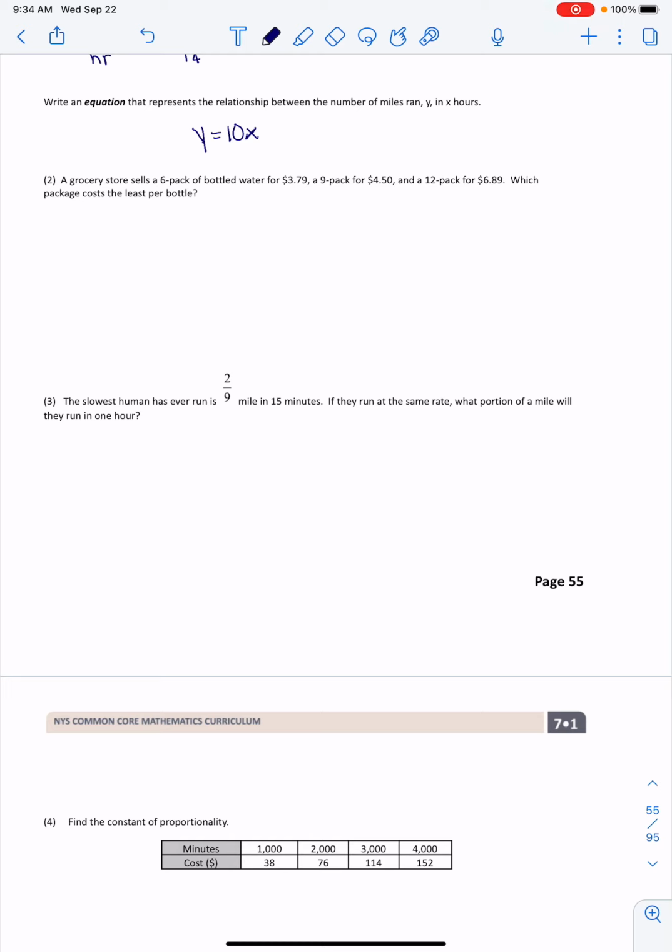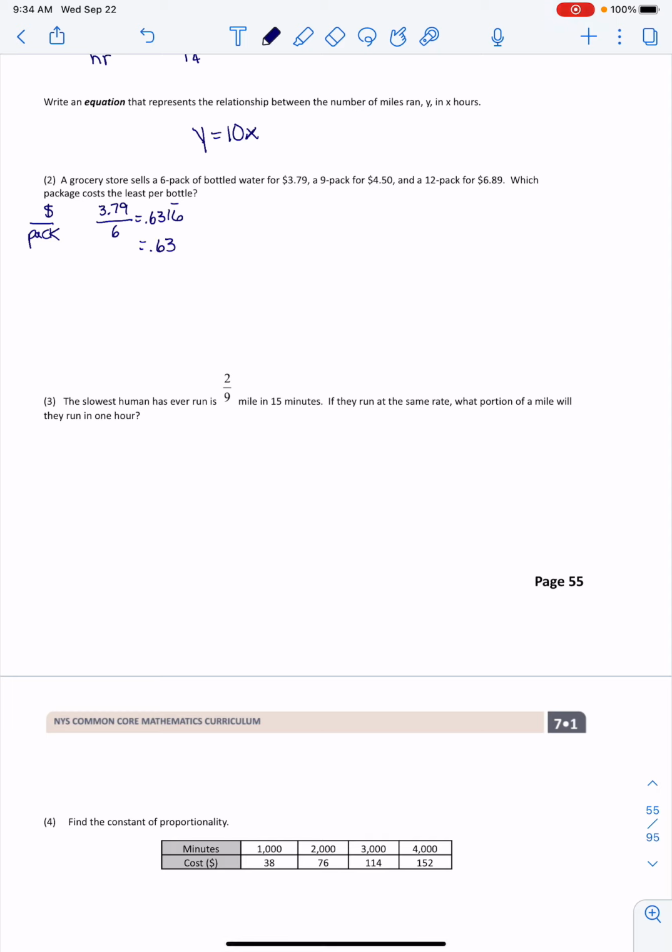Well, we have cost per pack. So we have $3.79 divided by 6. Well, that equals 0.6316 repeating, which is 0.63.